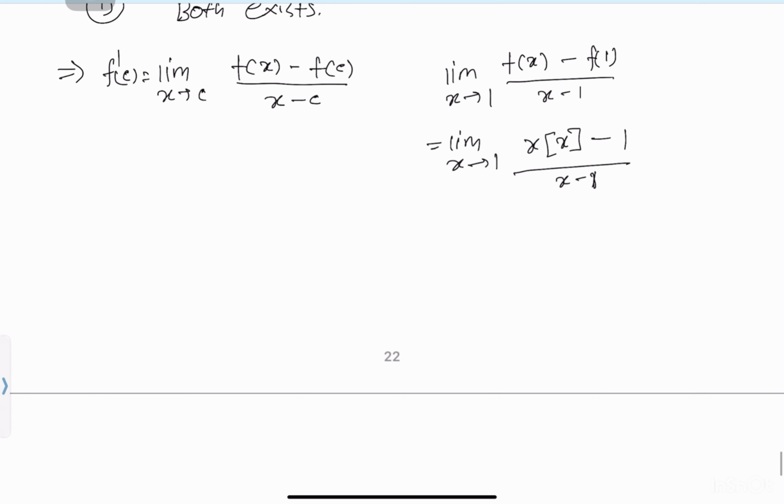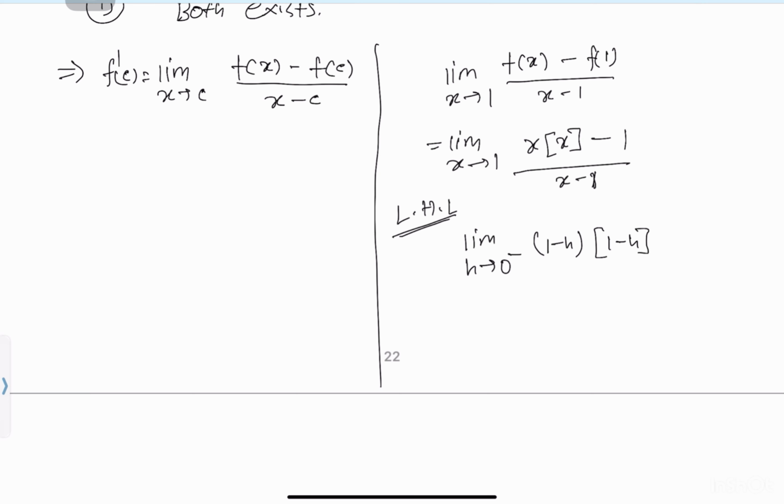So for the case of left hand limit, that means limit h tending to 0 negative. In place of x you have to write 1 minus h. Just tell me yes or no. Yes, so in place of x I write 1 minus h, then 1 minus h minus 1. From here, limit h tending to 0 minus, 1 minus h always gives 1 minus something, meaning the left side of 1, and that gives 0 value. So this is 0 minus 1.